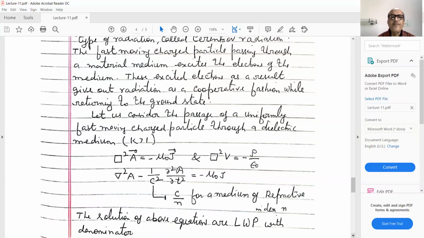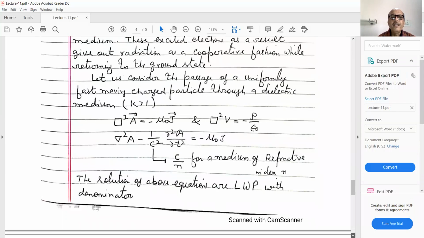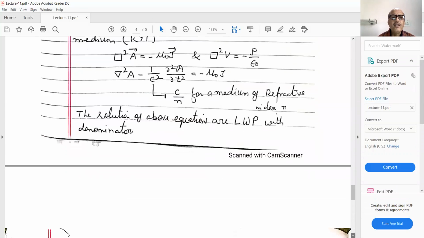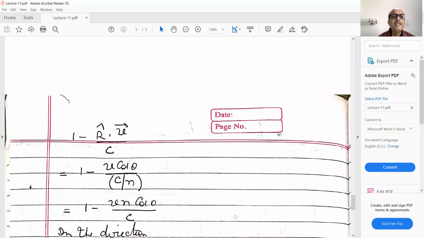The Liénard-Wiechert potentials have a denominator, 1 minus R cap dot B over C. In fact, this has to be evaluated at T equal to TR. Both the vector potential and the scalar potential have a denominator 1 minus R cap dot B over C. V is the velocity of the particle, C is the velocity of light.